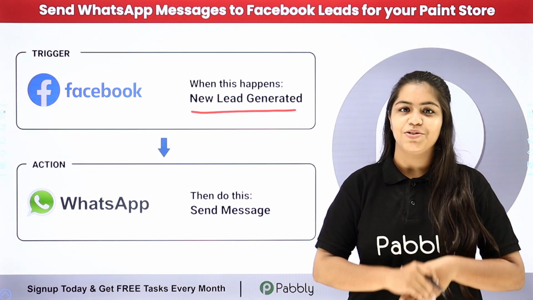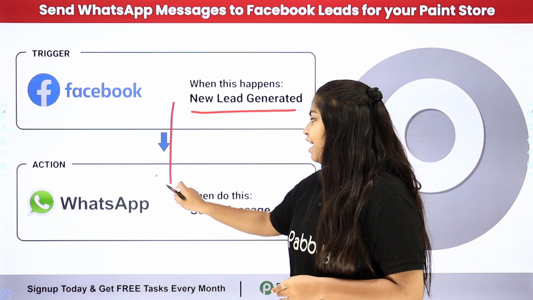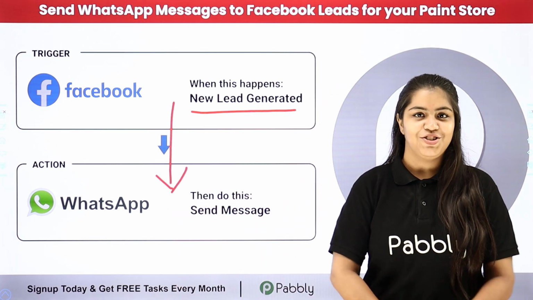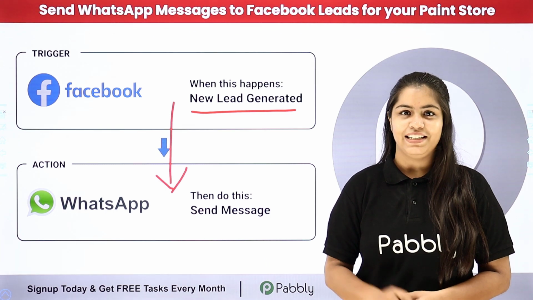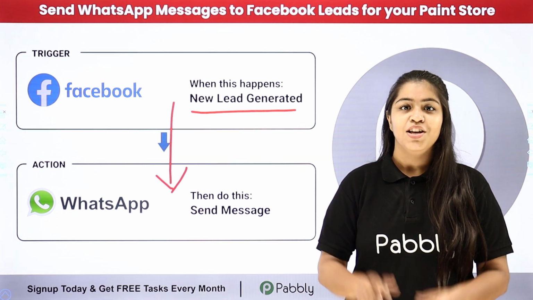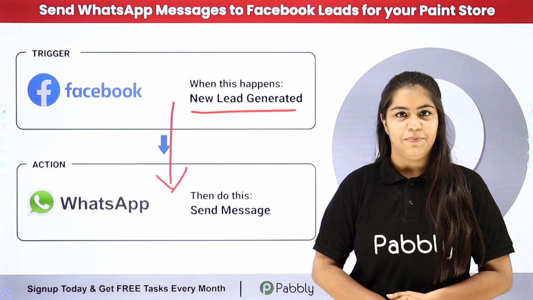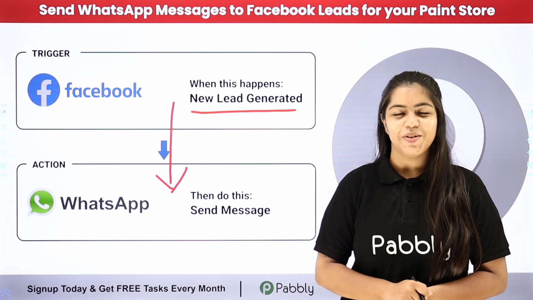So to do this, we are going to create a connection between Facebook lead ads and WhatsApp. To create this connection without knowing any programming or coding language, we are going to use Pabbly Connect. It is an amazing automation software. So do you also wish to learn this process step by step? Then let me take you to my computer screen.